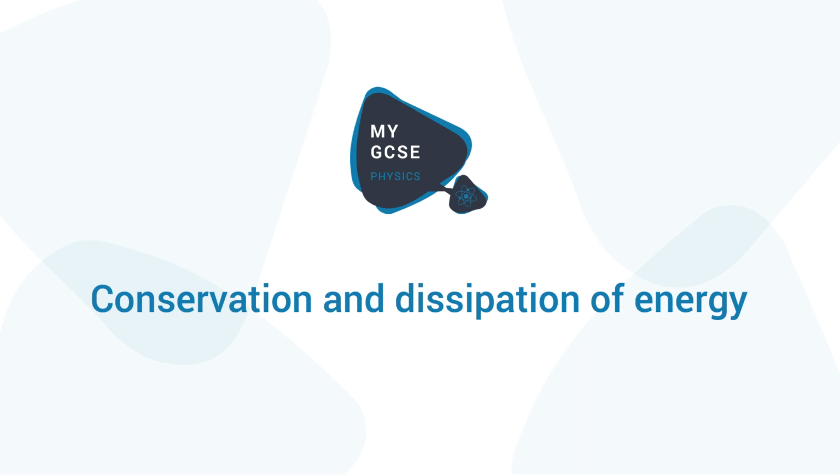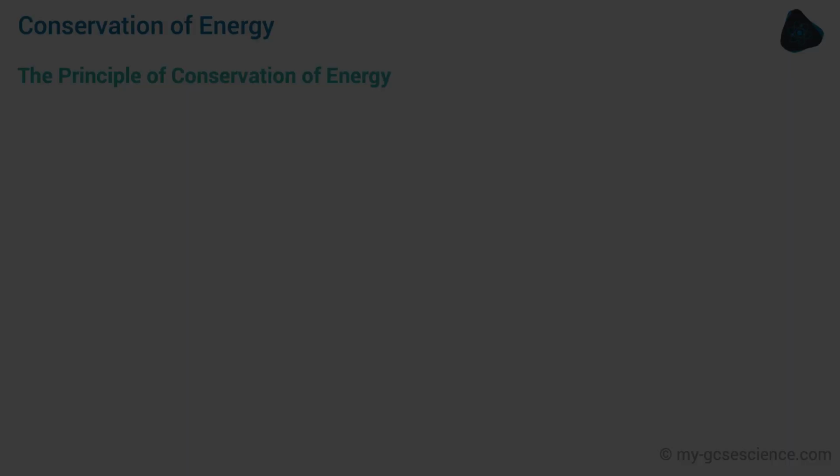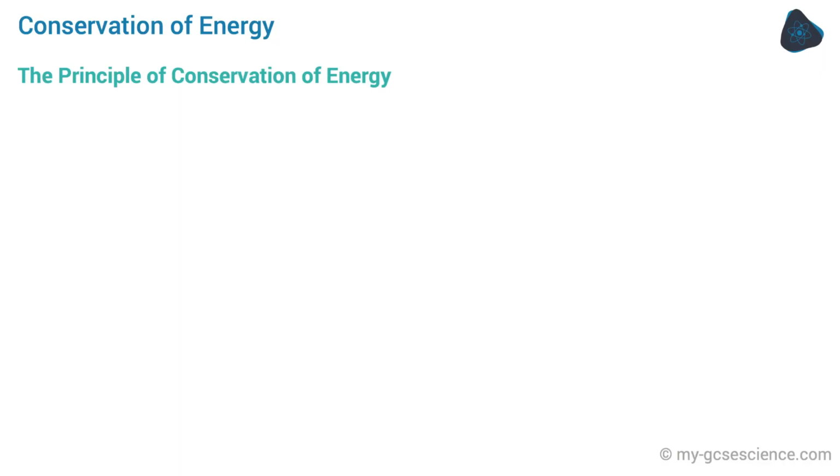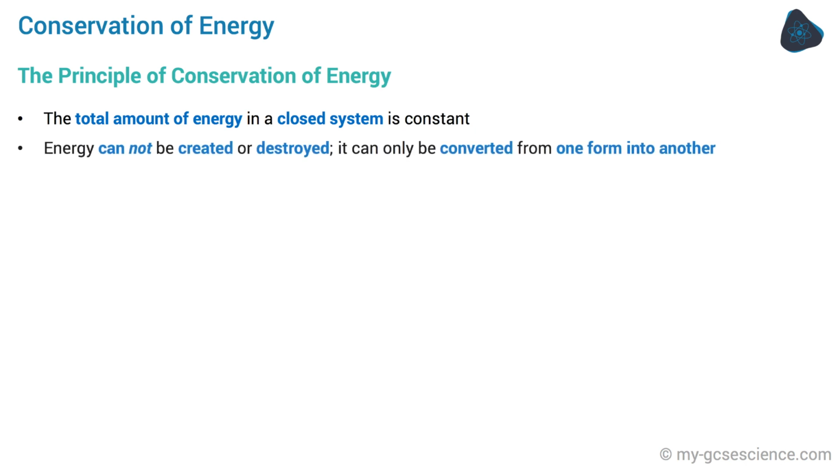Hello, and welcome to this video on the conservation and dissipation of energy. As we saw previously, the principle of conservation of energy states that the total amount of energy in a closed system is constant, which means that energy cannot be created or destroyed, but can only be converted from one form into another.